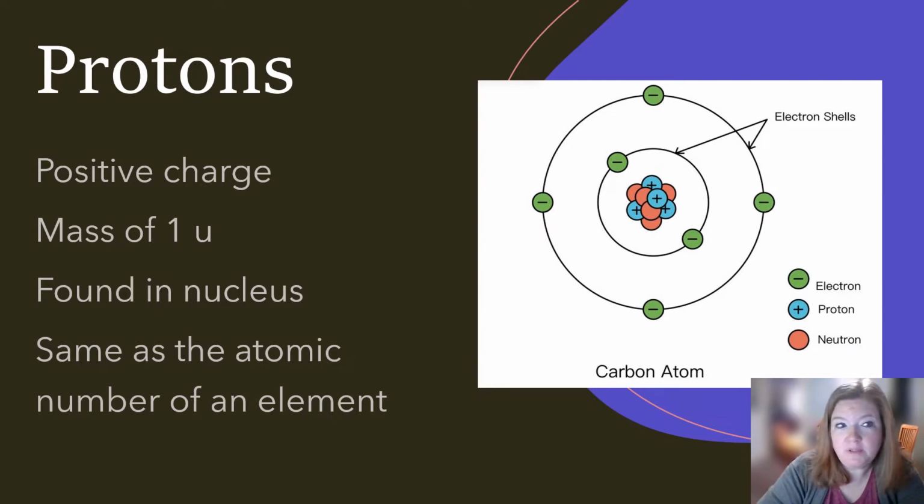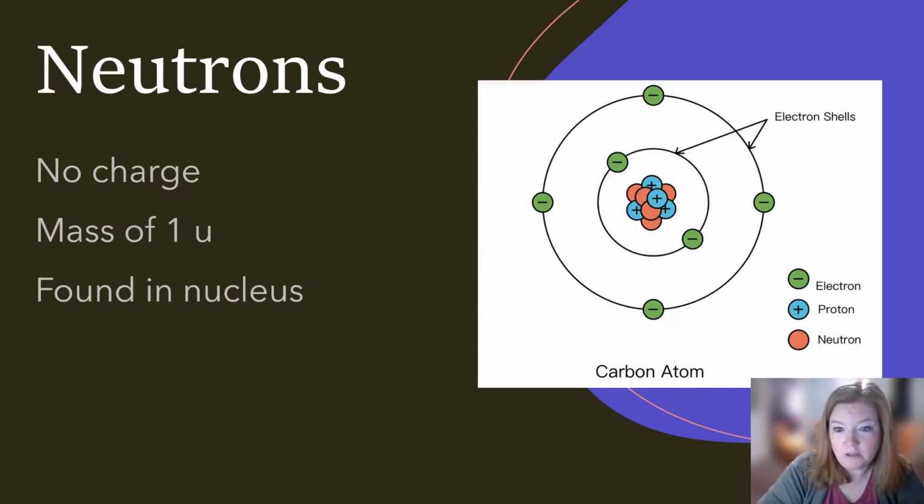First, let's talk about protons. Protons have a positive charge. They have a mass of 1 U or 1 atomic mass unit. They are found in the nucleus, and they are literally the same as the atomic number of an element. So, if the atomic number of an element is 6, that element has 6 protons. If the atomic number is 53, then that element has 53 protons. And you can see protons with the positive charge located inside the nucleus.